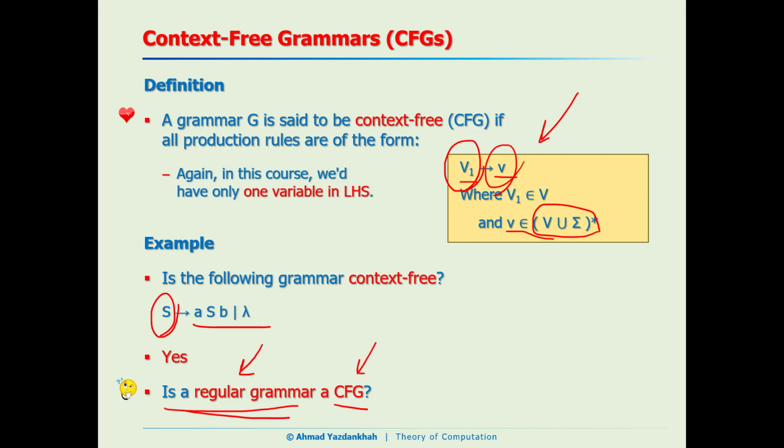What was a regular grammar? We had this definition: a grammar is regular if it is either right linear or left linear. If you look at those definitions, you would see that on the left-hand side they just have one variable, and on the right-hand side we need a right linear or left linear form, and it can be anything that we just said here, right? So yes, a regular grammar is a context-free grammar. Now it's your turn to answer this question: is a context-free grammar a regular grammar?